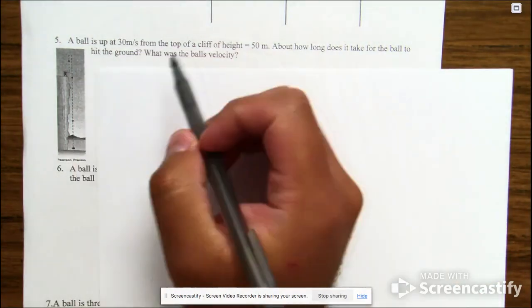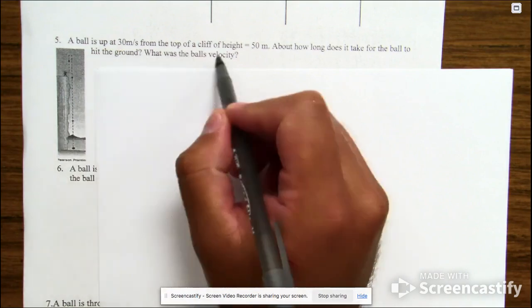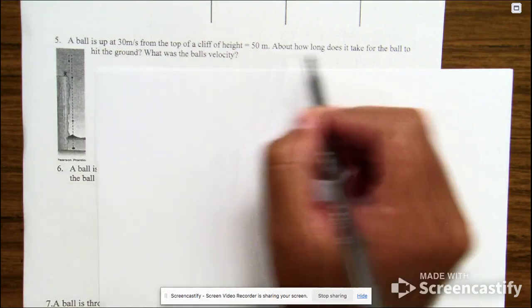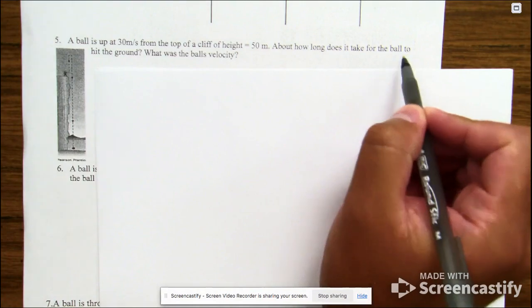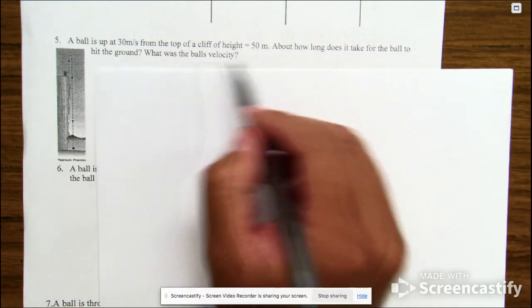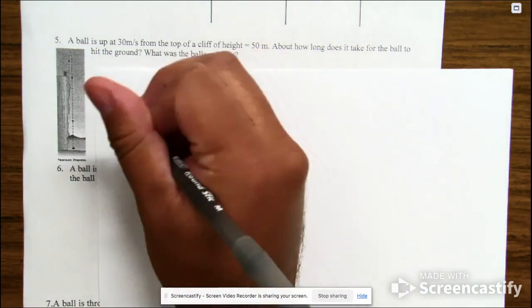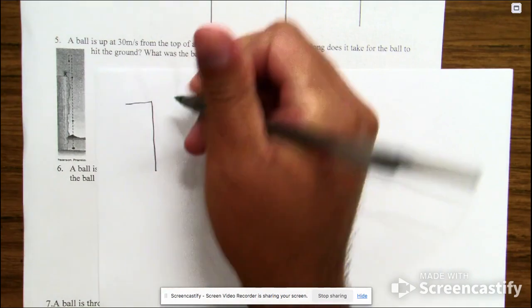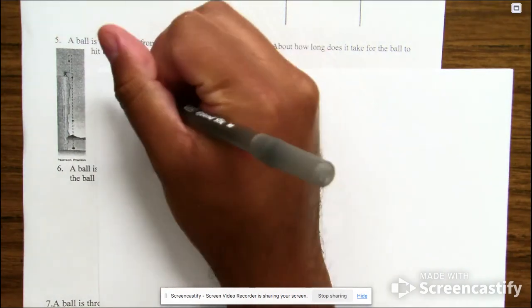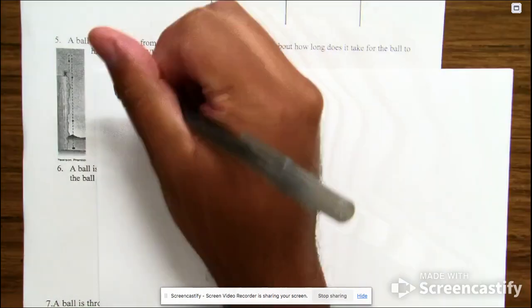All right, so a ball, I guess, is thrown up at 30 meters per second from the top of a cliff of height 50 meters. About how long would it take for the ball to hit the ground? And what was the ball's velocity? I'm going to attack the first problem first. There's a picture, and I'm going to redraw it a little so I have a visual. This ball is being thrown up with an initial velocity of 30 meters per second.